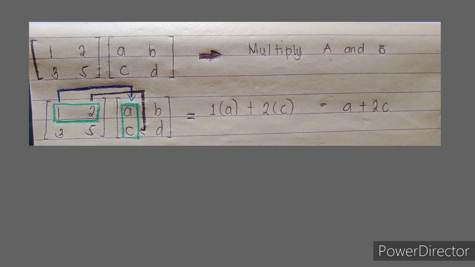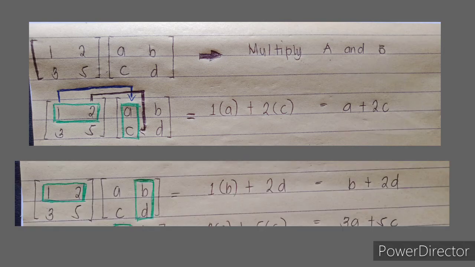In multiplying A and B, we multiply the corresponding entries in the first row of A and the first column of B, where the first row in A are 1 and 2, and the first column in B are A and C. Then we get 1 times A plus 2 times C, which is equal to A plus 2C.